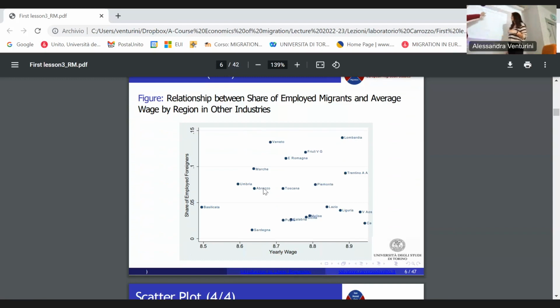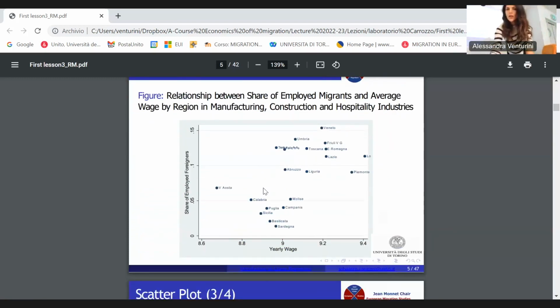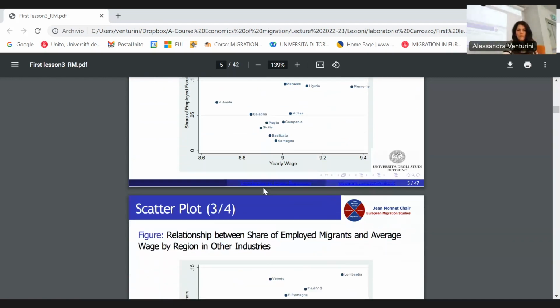So if you change sectors, this is the general sector, but if we look at the specific sector in which the relationship is stronger, we will see that Emilia-Romagna stays here, but Sicilia, Molise, Campania, Calabria have a lower wage. So the point is to pay attention to the spurious correlation in general of our hypothesis.